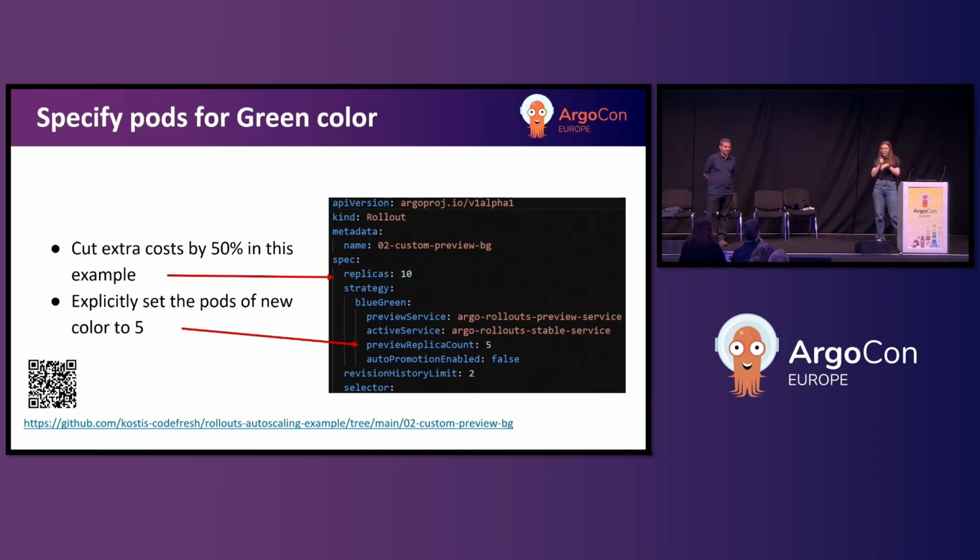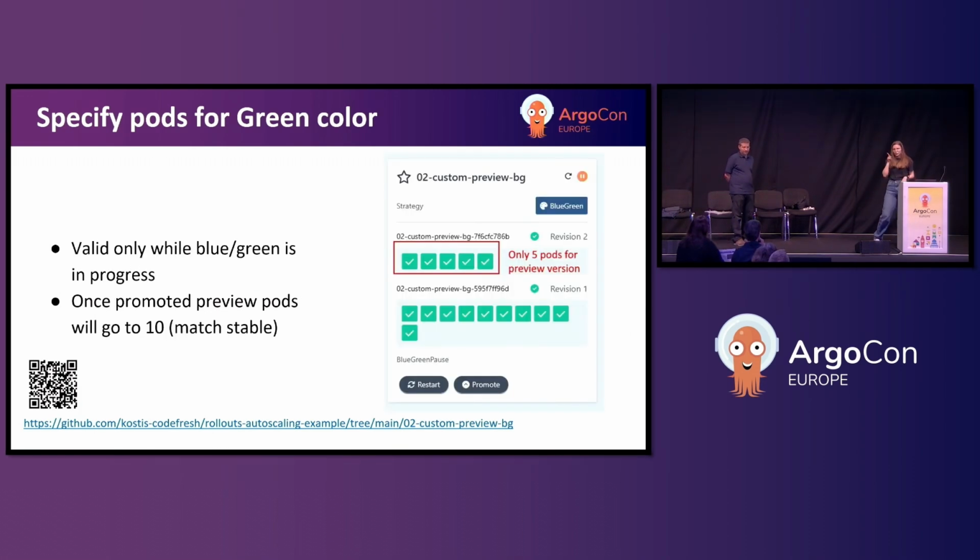So in a blue-green deployment, you could set a fixed number of pods through adding this field, preview replica count. We've got the preview replica count set as 5 here. And that means there will only be 5 pods in the preview version. So that will automatically cut the cost of your deployment by 50%.